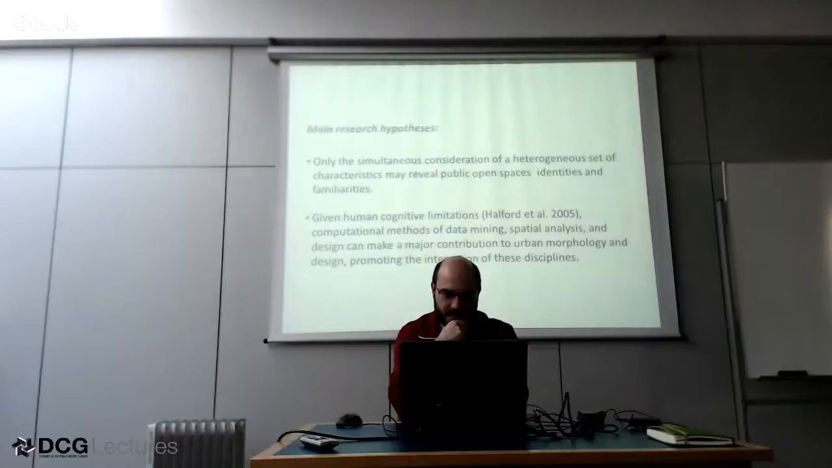We have our main research hypothesis that only by simultaneous consideration of a heterogeneous set of characteristics may we reveal some public space identity, such as unsuspected familiarities between them, and at the same time, given the human limitation to apprehend spaces or problems in more than 3 or 4 dimensions, these computational methods of data mining, combined with spatial analysis and algorithmic design, can make a major contribution to urban morphology and design, and eventually promote a better integration between these and several other disciplines of urban morphology.